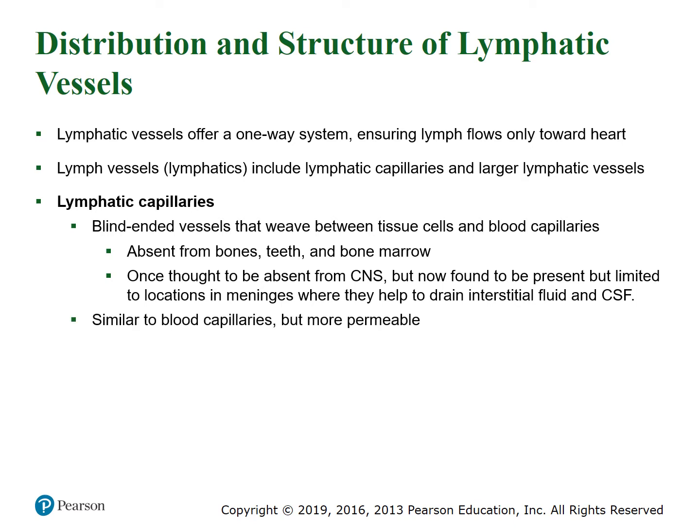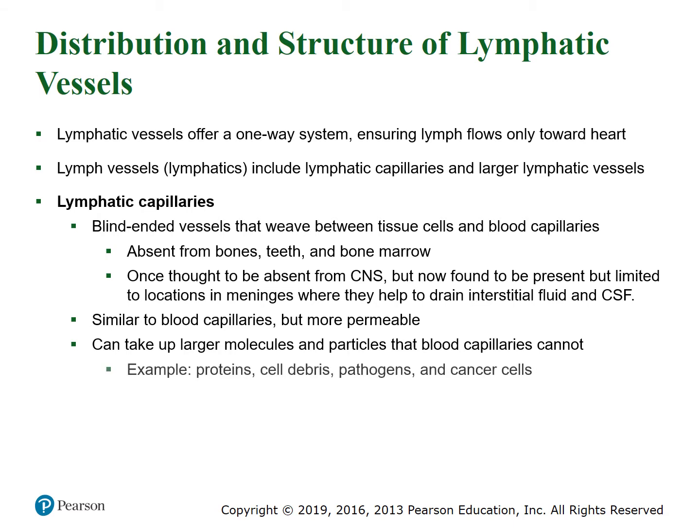Lymphatic capillaries are similar to blood capillaries in terms of their structure, but they're actually more permeable. And because they're more permeable, they can take up larger molecules and particles that blood capillaries can't. Examples of these would be some large proteins, cell debris, pathogens, and cancer cells. It's unfortunate that the pathogens and the cancer cells can make their way into the lymphatic capillaries, but this is the cost of having more permeable vessels. Because of this, they can act as a route for pathogens or cancer cells to travel throughout the entire body.